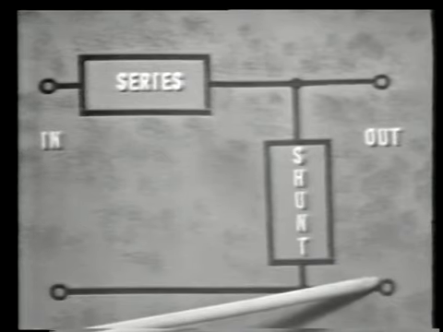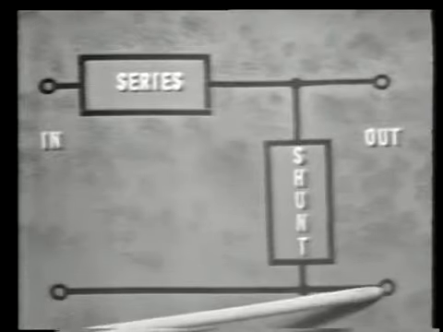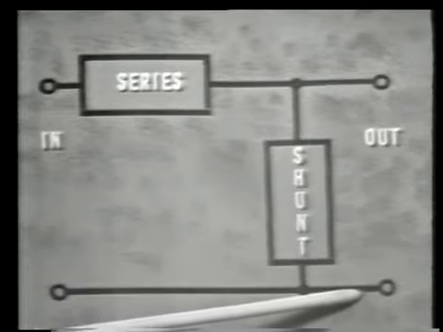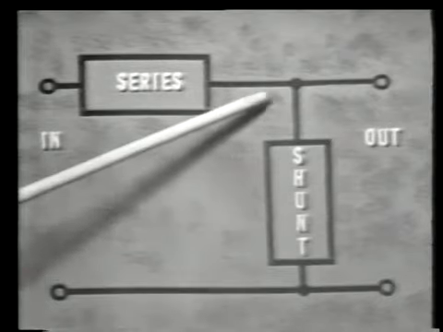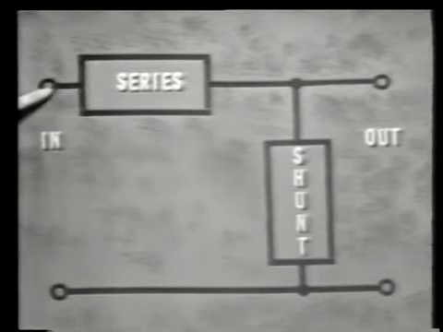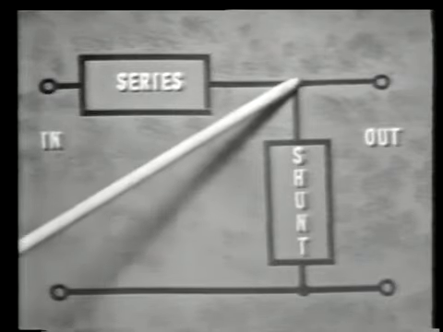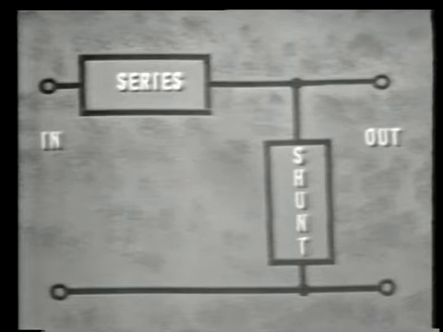The important point to note in this arrangement, though, is that the output voltage is the same as the voltage across the shunt, because they're in parallel. And the voltage across the shunt is dependent on the voltage developed by the series component, because the voltage across the shunt is equal to the total applied voltage minus the voltage drop across the series component. Thus, this circuit acts like a simple voltage divider.